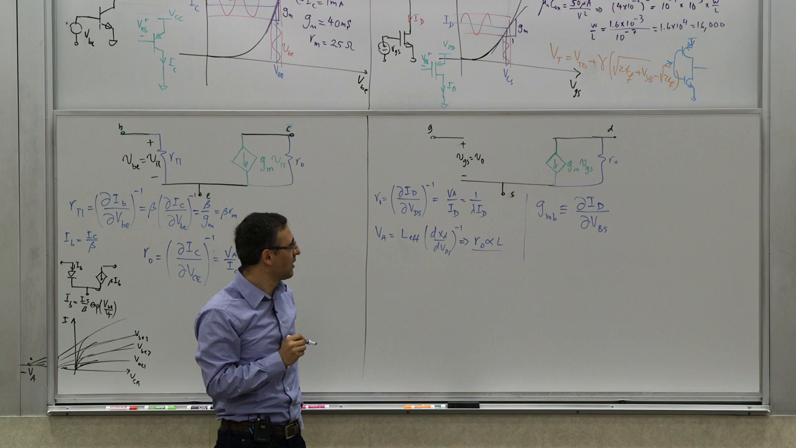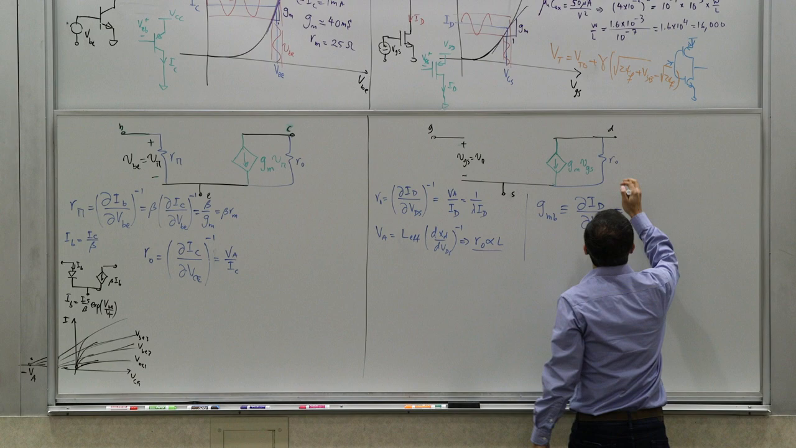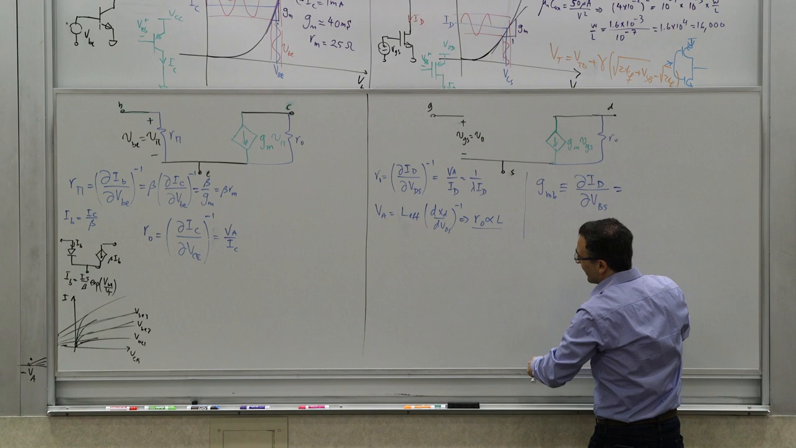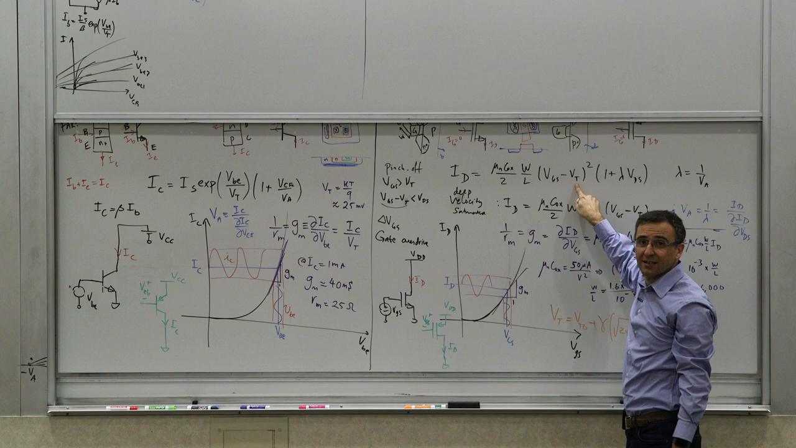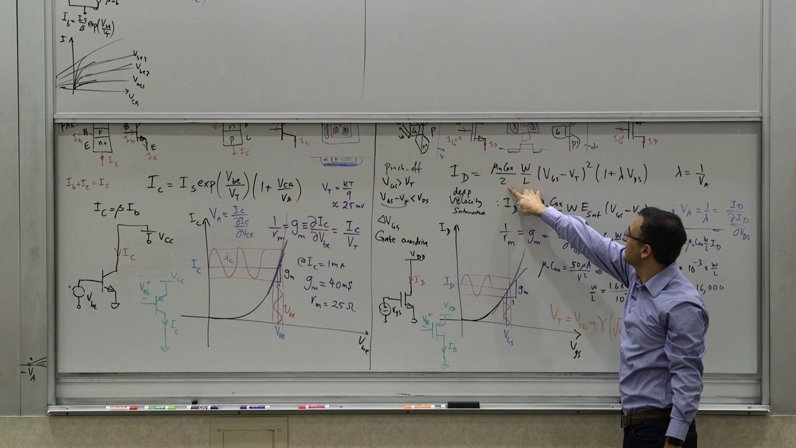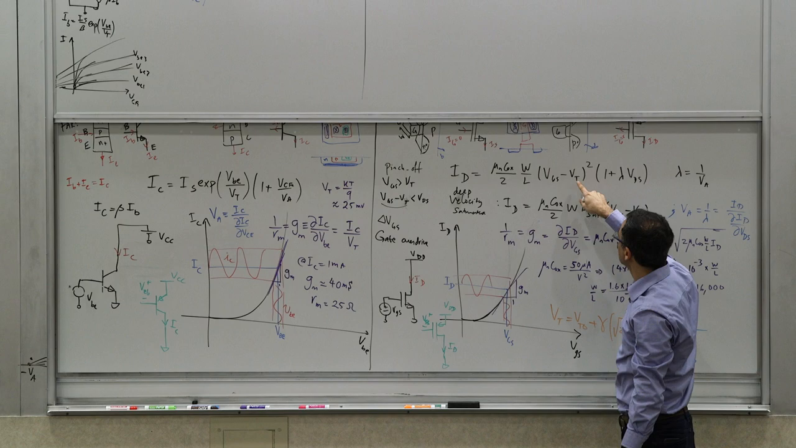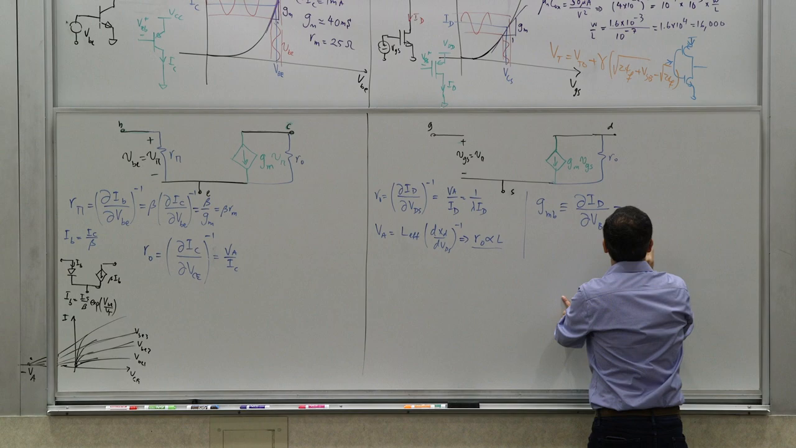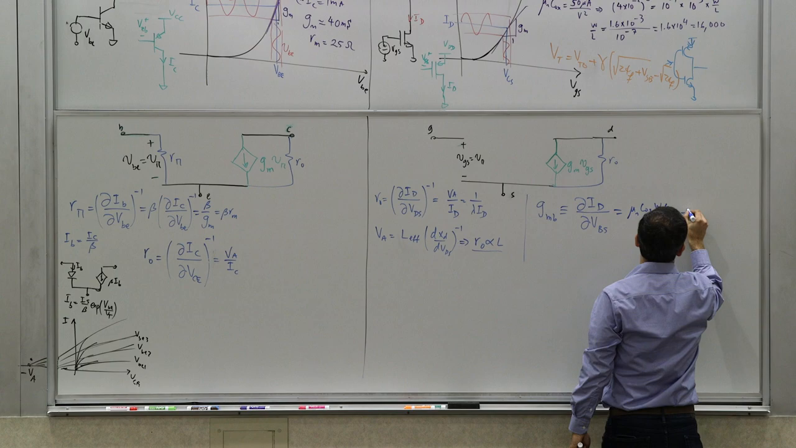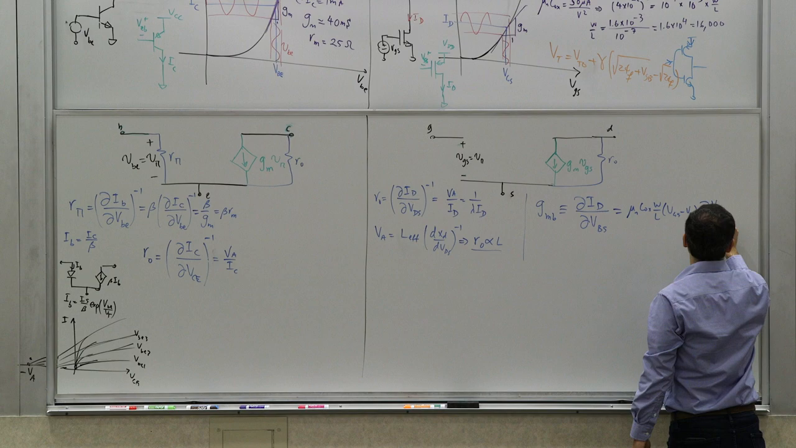Now, if you define it this way, you can see from that expression up there, if you ignore channel length modulation for now, the only part that's a function of VBS is VT. So it would be the derivative of this, so this cancels that, and you're left with a GM-like term, times the derivative of VT with respect to VBS. So it would simply be mu n C ox W over L times (VGS minus VT), or delta VGS, the gate overdrive, times dVT/dVBS.